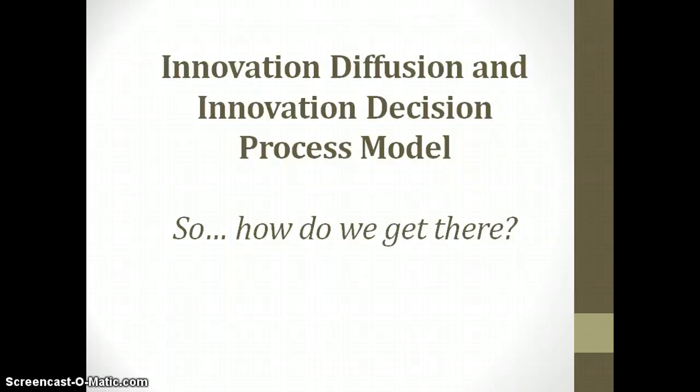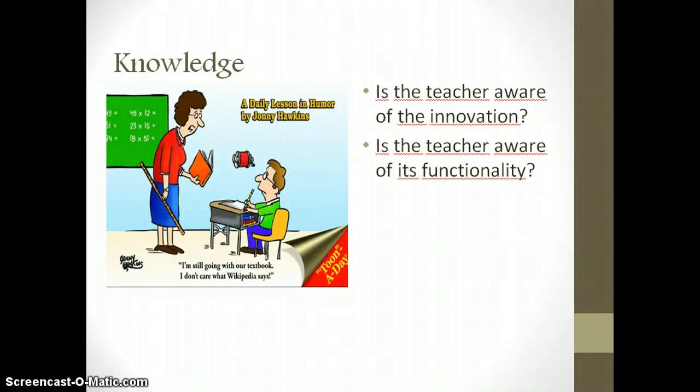So how do we get there? The first stage is knowledge. At this stage, a person becomes aware of an innovation and has some idea of how it functions. In the case of our teachers, they are aware of the training material that is available to them, but they have not gotten more in depth with it. The administration will literally need to grab the teacher's attention and create this awareness.